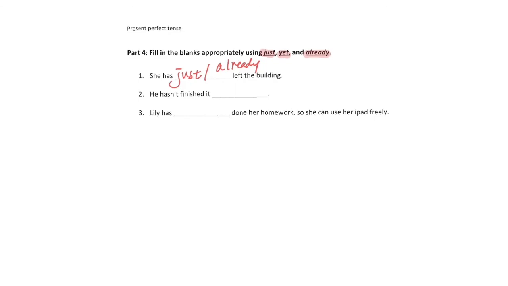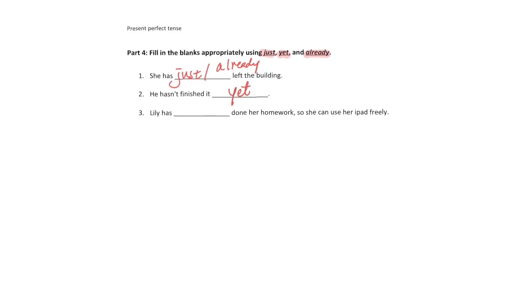Alright, question 2. She hasn't finished it yet. We're using yet. Yet is used in a negative sentence. That means something is expected to happen, but she hasn't finished it. So she is expected to finish it by then, but she hasn't. So we can put yet at the end of the present perfect tense to stress that. So the answer is yet. She hasn't finished it yet.